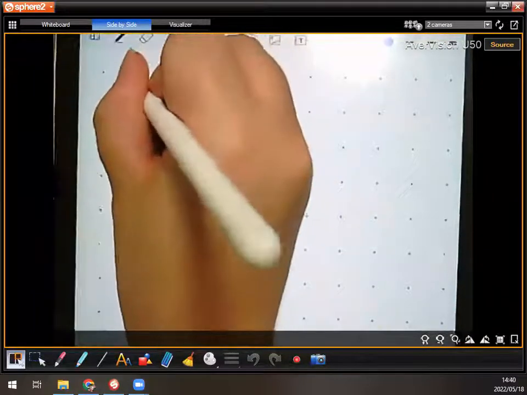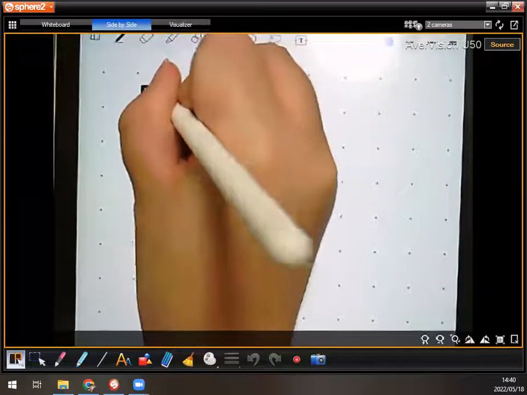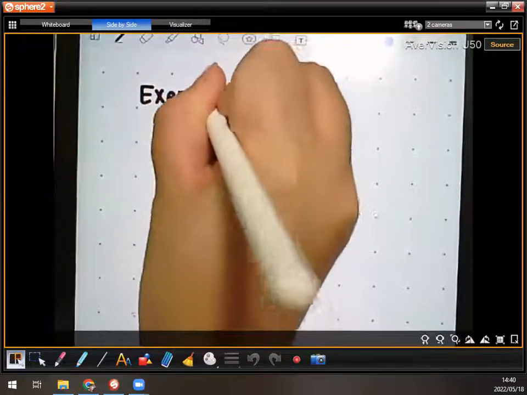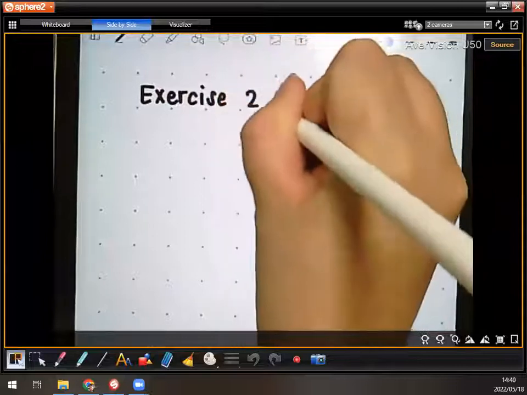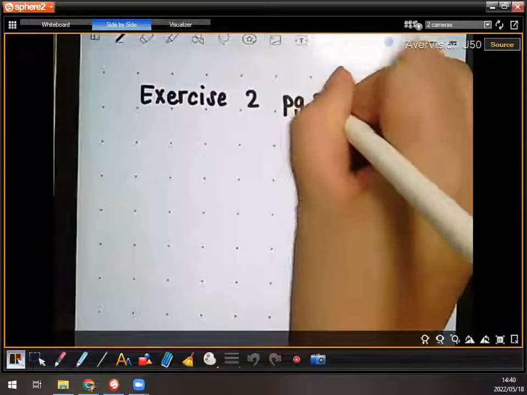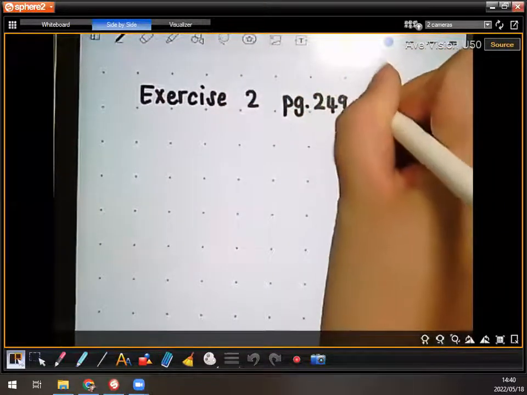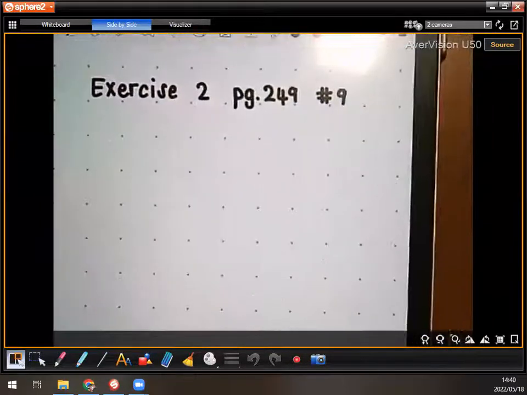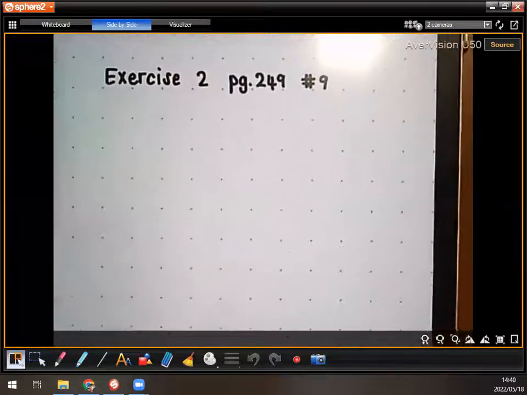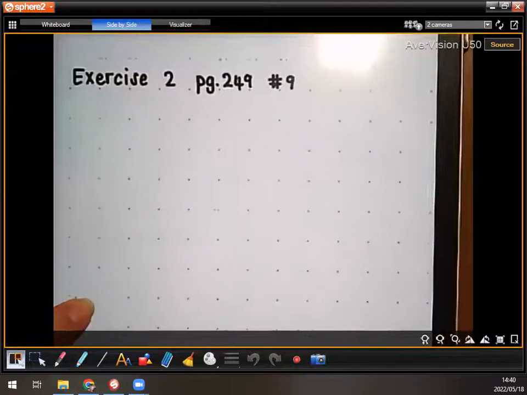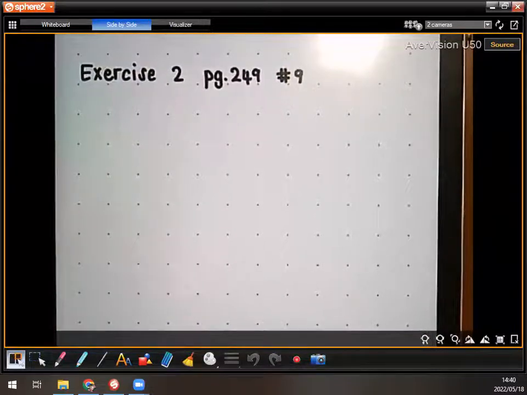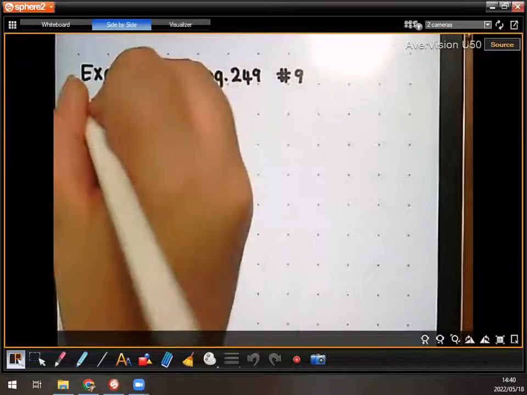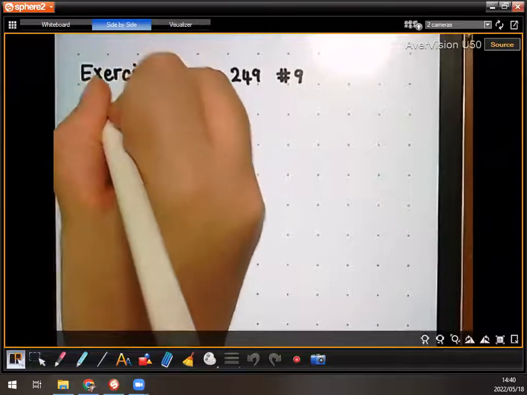Okay, so I'm just writing down what you are doing now. Exercise 2, it's the same exercise that we did, on page 249, number 9. Are you guys all done copying that down? So number 9, it's similar to the one that we just did, not exactly the same, but you can look at it for some guidance. And then from the revision exercise, I'm just going to write down a few.